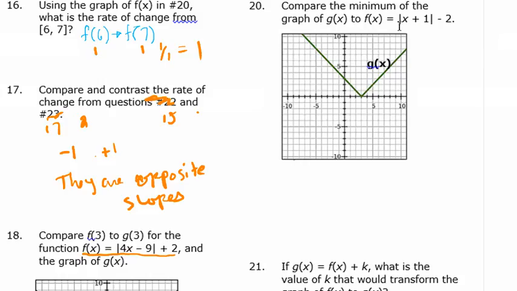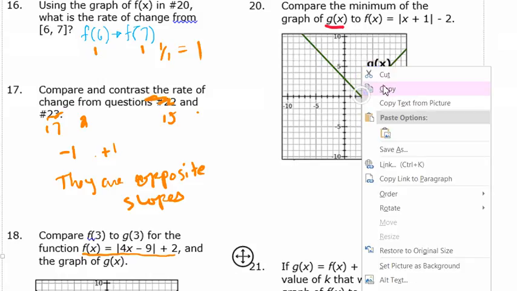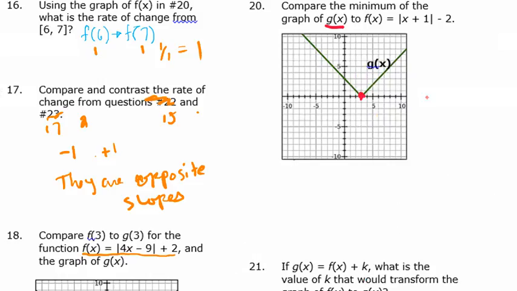All right, so on 20, we find the graph of g of x. So here's our minimum. That's at the point 3, 0. So the minimum here is 0. Now we find f of x. Well, this one, you do the opposite of that, so -1 and then -2. Okay, so then the minimum here is -2.